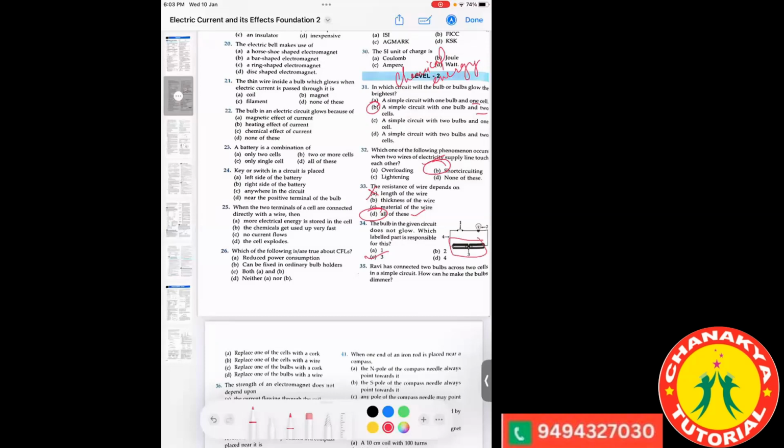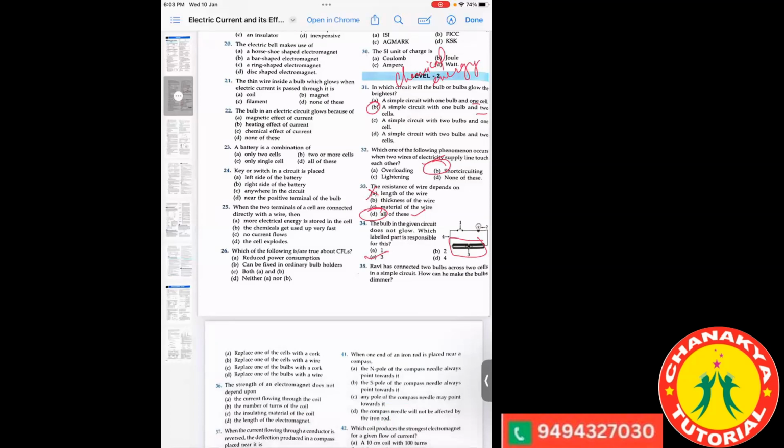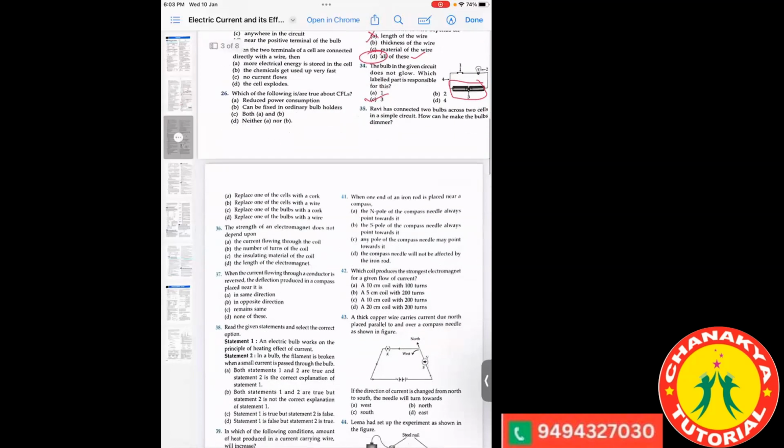And what is the third part actually? Ma'am, positive terminal is connected to positive terminal. Yeah, very good. The positive is connected to the positive, and both the cells have the same kind of charge. That is the reason that it is not glowing. So correct answer is C.